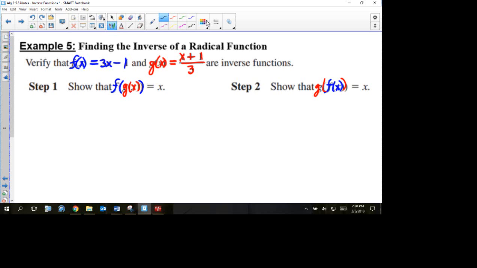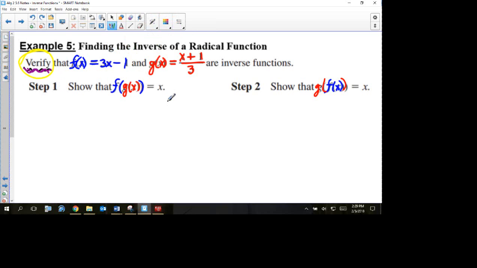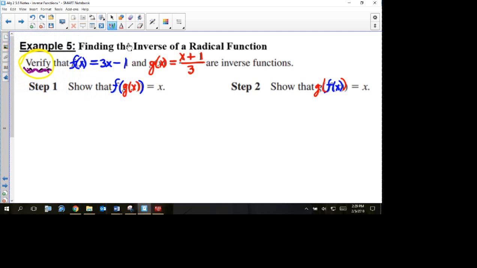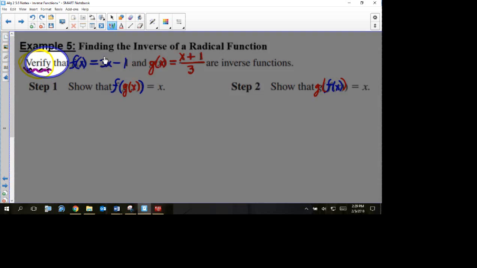Because the last page, the very last section, we are doing proof. When you see that word verify, it means you're going to have to prove it.